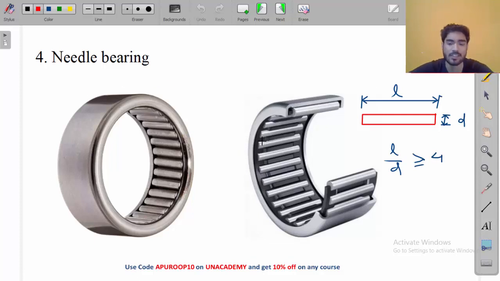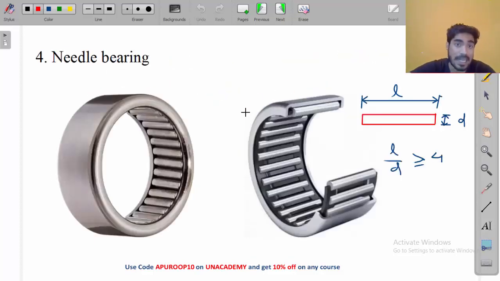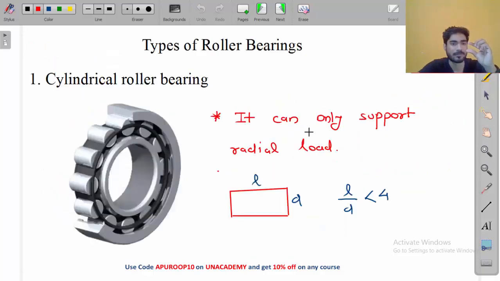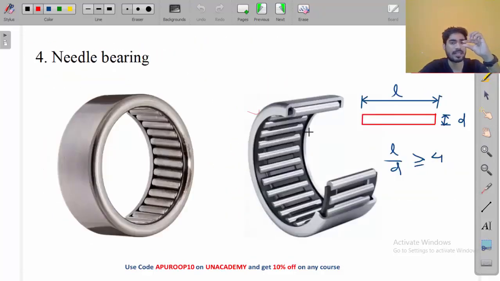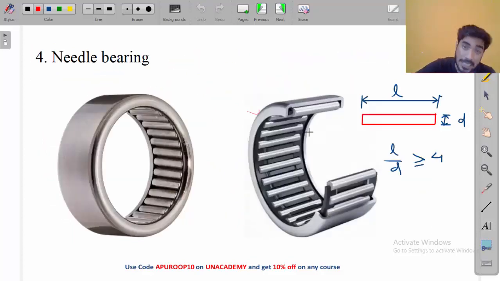Do you understand this much? So they are used where the space between shaft and support is very less, my friend. Due to their very small size, see, L by D ratio is greater than 4, means diameter is very less. Here the diameter is large, but in case of needle bearing, diameter is very less. So they are used where space between shaft and support is very less. Do you understand this much?